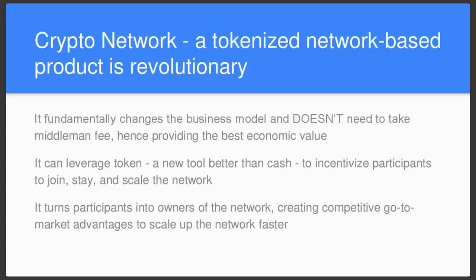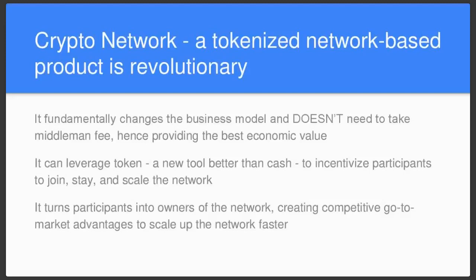The second reason is that a crypto network can leverage a token, which is a new tool that is actually better than cash. A centralized network sometimes uses cash to buy users, as an incentive for users to join the network. But a token is better than cash, because cash doesn't appreciate, while a token can appreciate if you hold it. So they can leverage tokens to incentivize network participants not only to join the network and continue to stay, but also to help scale the network.